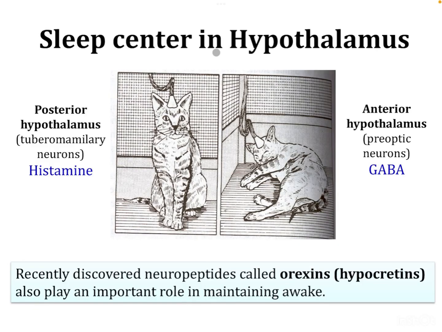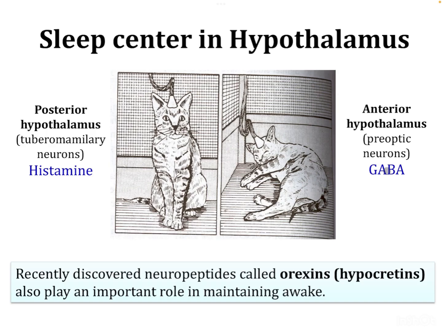Sleep center in hypothalamus. It was conducted in cat. Electrical stimulation of the posterior hypothalamus, which is the tuberomammillary neurons, leads to arousal, and the neurotransmitter involved is histamine, while on the other side electrical stimulation of the anterior hypothalamus, which is the preoptic neurons, induces sleep. The neurotransmitter involved in this case is GABA.